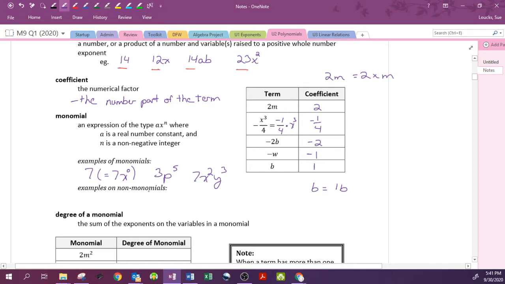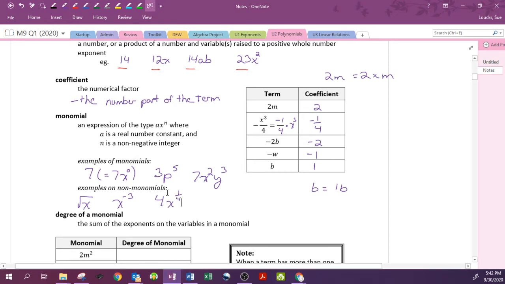Examples of non-monomials. The square root of x does not have an exponent of a positive number or a 0. x to the minus 3. We're not doing much with negative exponents this year, just they exist, but if it has one, it's not a monomial, okay? Or something like 4x to the 1/4 because this exponent is positive, but it's not an integer, okay? So those are non-monomials, okay?